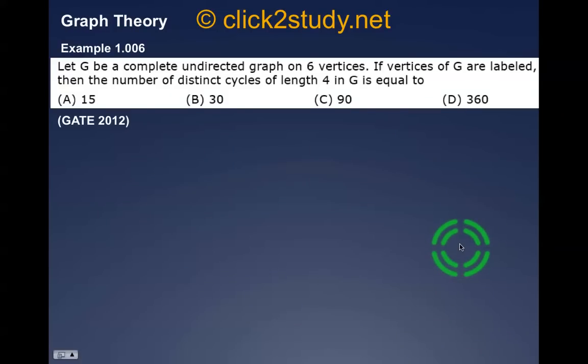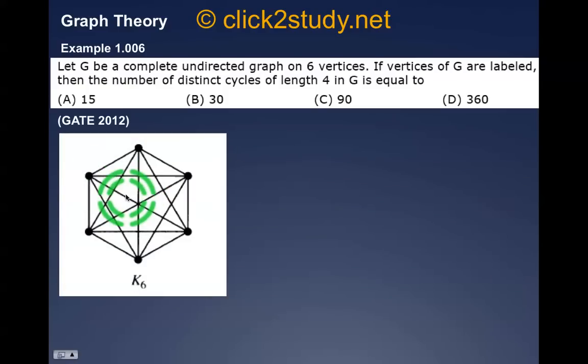Okay, next example is very simple. Let G be a complete undirected graph on 6 vertices. If vertices of G are labeled, then the number of distinct cycles of length 4 in G is equal to, and then we have these options. What do we have? We have a complete undirected graph on 6 vertices.